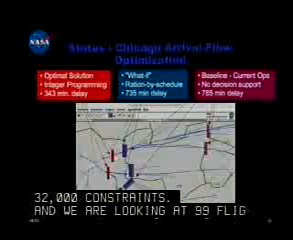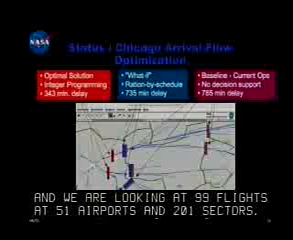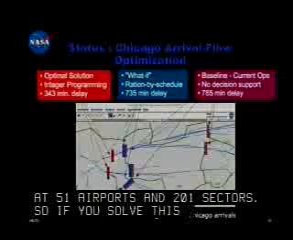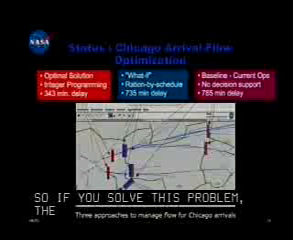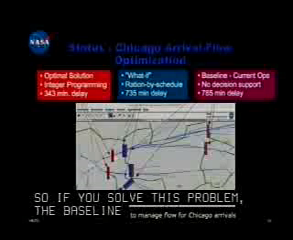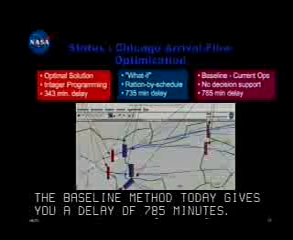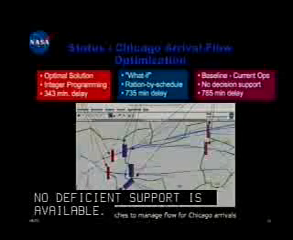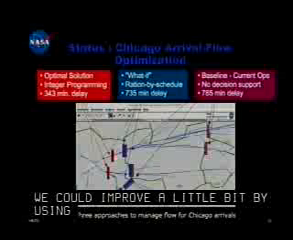Next view graph, please. So if you solve this problem, the baseline method today gives you a delay of 785 minutes. No decision support is available. We could improve a little bit by using a what-if methodology, by ration by schedule or first come, first serve.